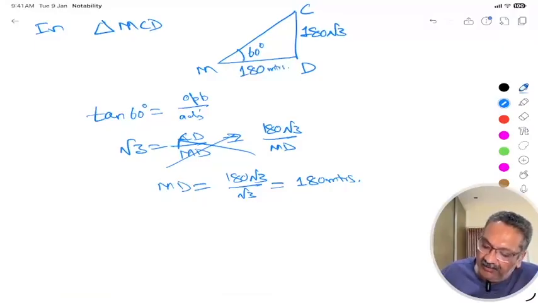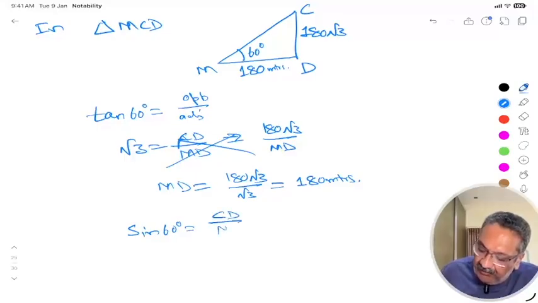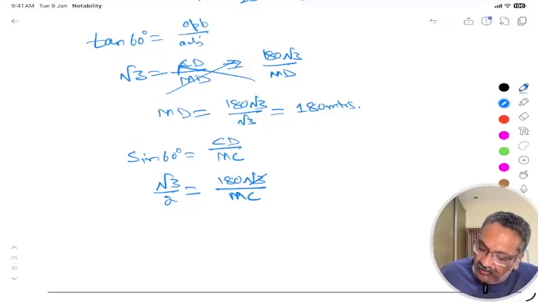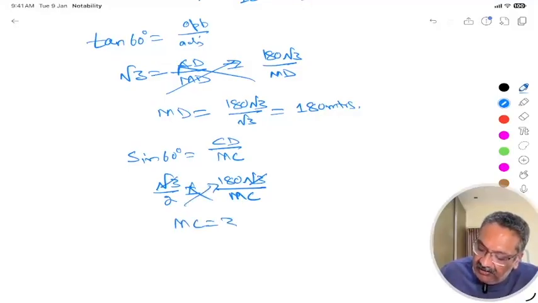Now we have to find MC. How do we find MC? Let us take sin 60. Sin 60 degree will be opposite CD by hypotenuse MC. So sin 60 value is root 3 by 2. So root 3 by 2 is equal to CD, which is 180 root 3, divided by MC. So root 3 cancels, cross multiply, and MC is equal to 360 meters.